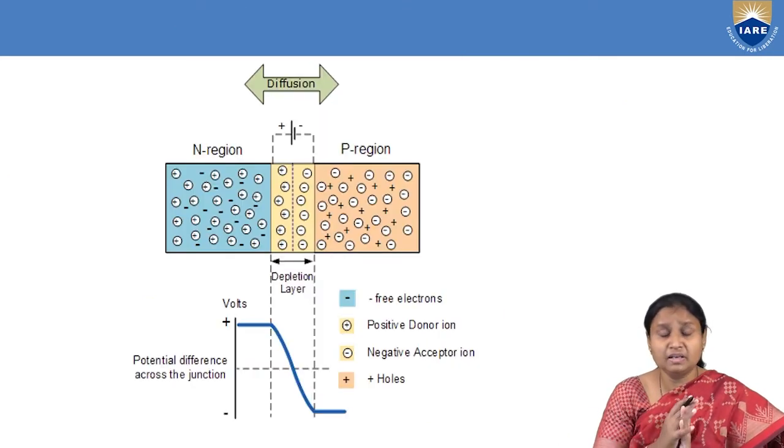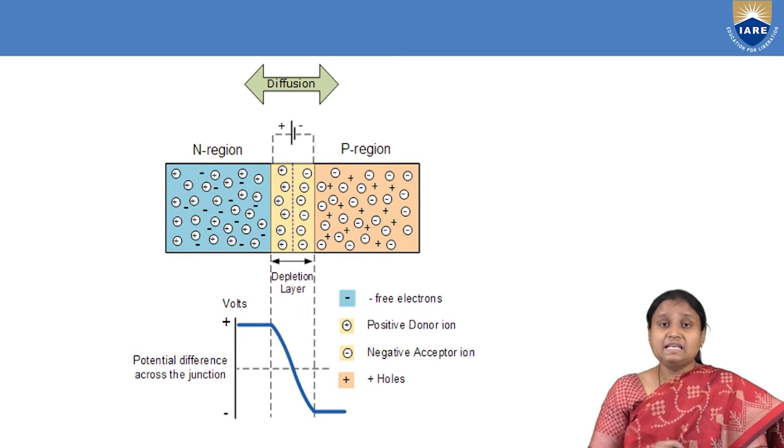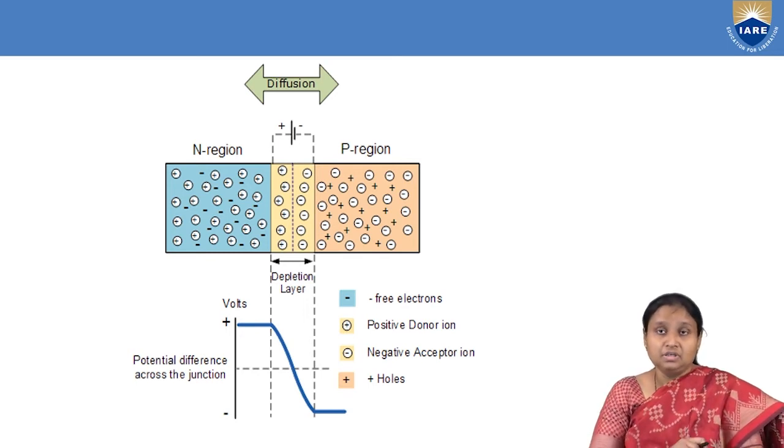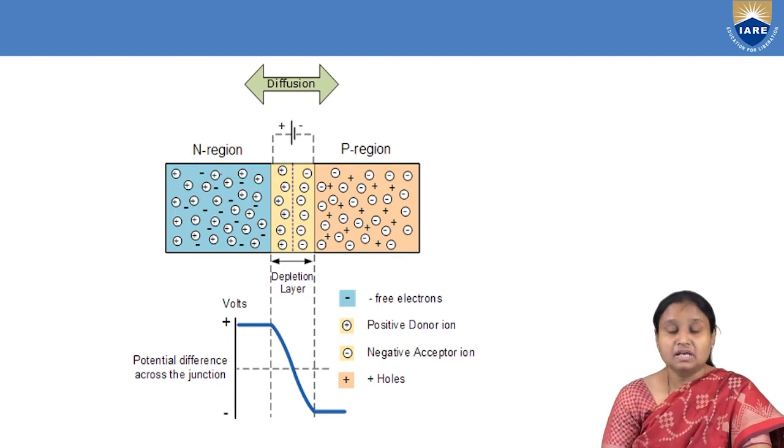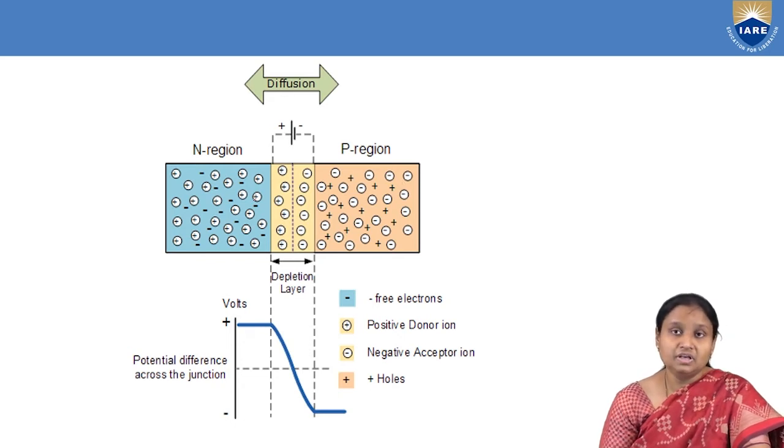Now this figure will help us understand what exactly happens when a PN junction is formed. As you can see in this figure, on the left side we have the N region and on the right side we have the P region. In the N region we have a lot of electrons, whereas in the P region we have holes, right?